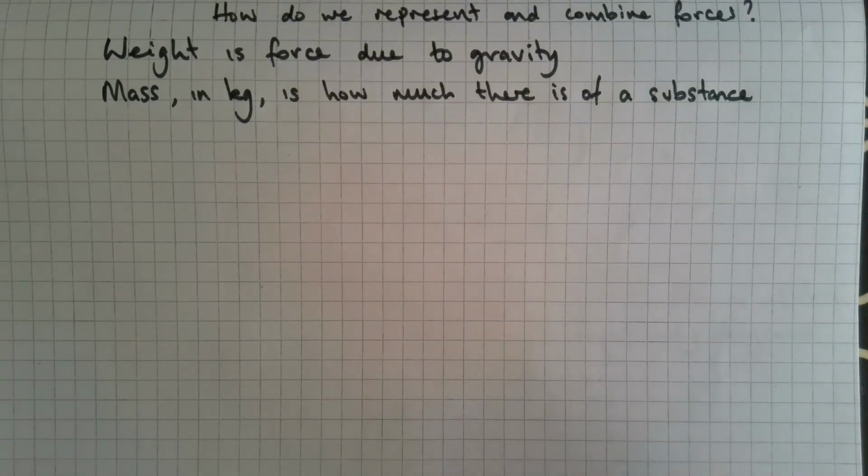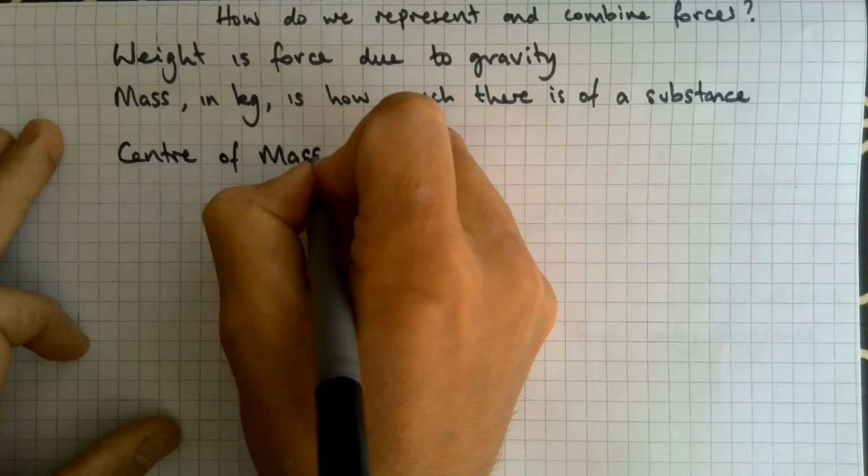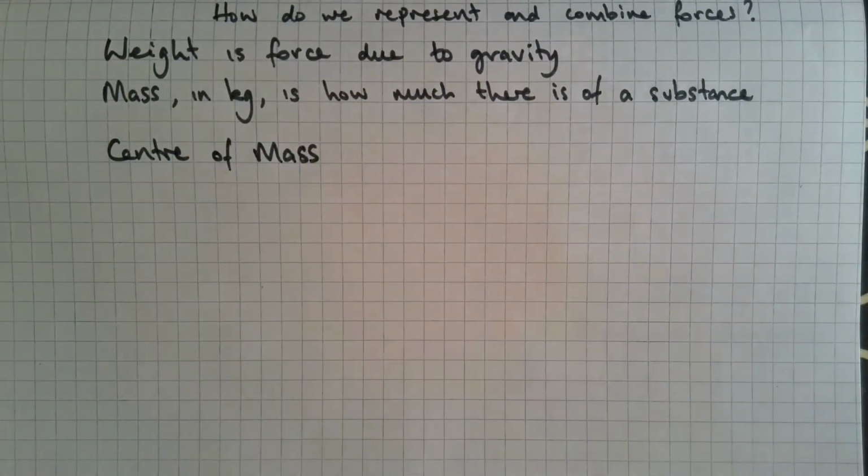When we talk about the centre of mass, what we're doing there is looking at an object and then considering the single point at which all of the mass can be thought of as being concentrated. And basically it simplifies force problems so that we can represent forces and their action on objects much more simply.